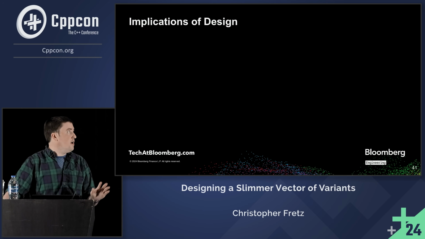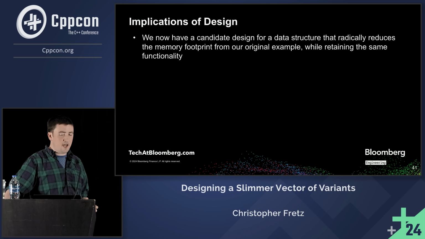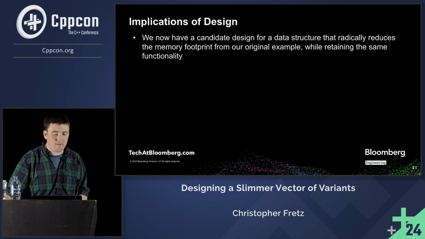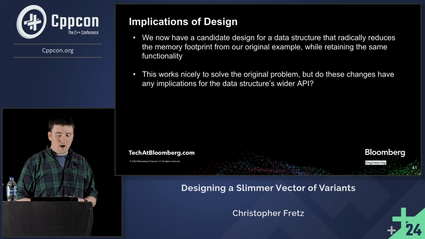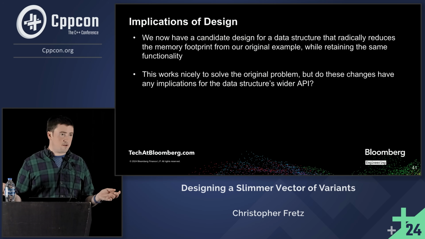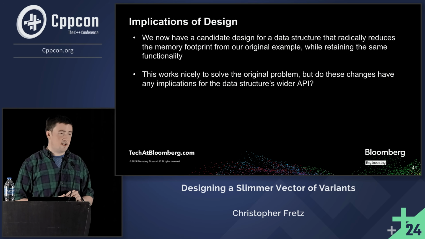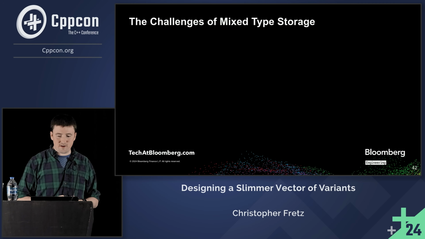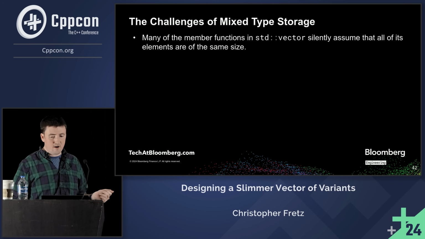But cool. So let's talk about the implications of this design. We now have a candidate design here for a data structure that radically reduces the memory footprint from our original example while retaining essentially the same functionality. And this works very nicely to solve our original problem of memory usage. But do these changes have any implications for the data structure's wider API? And the answer is that they do, unfortunately. So let's talk about the challenges of mixed type storage here.